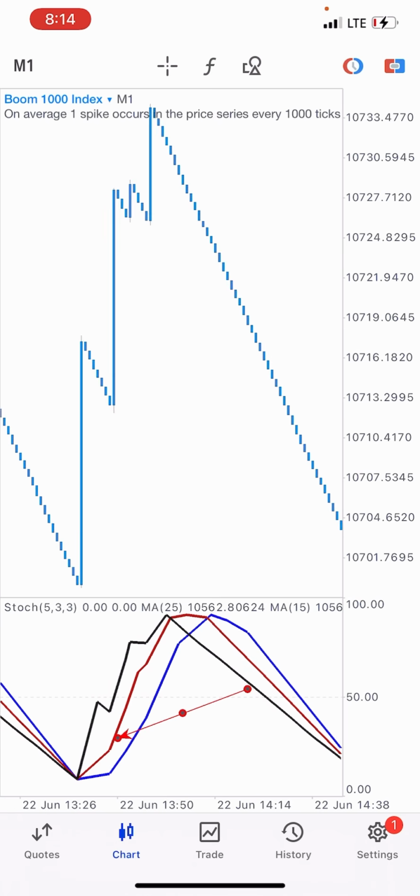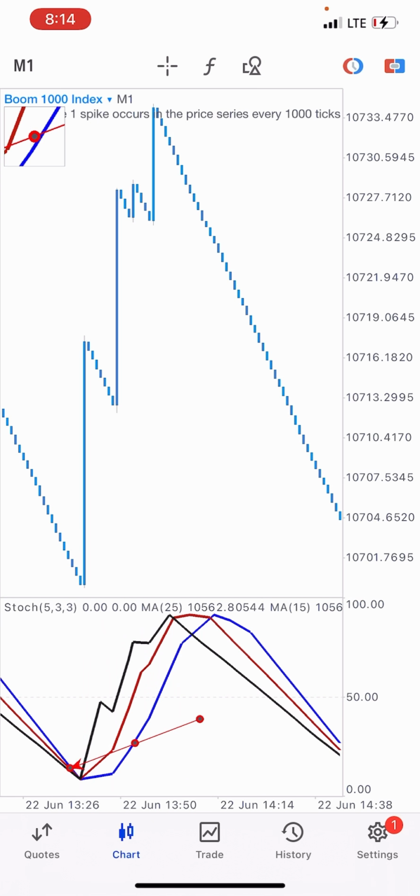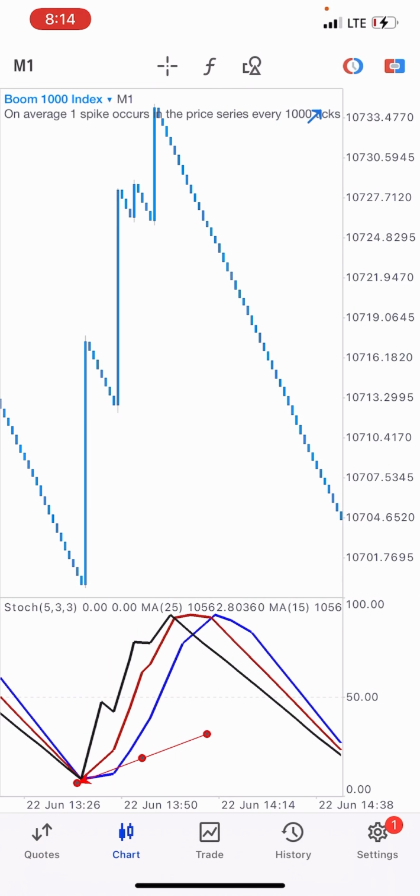Just look at how beautiful this is. Price gathered at this point after one spike. This indicator pointed to the upside, and you wait for the red and blue to cross that black line pointing the same direction. You take a buy.